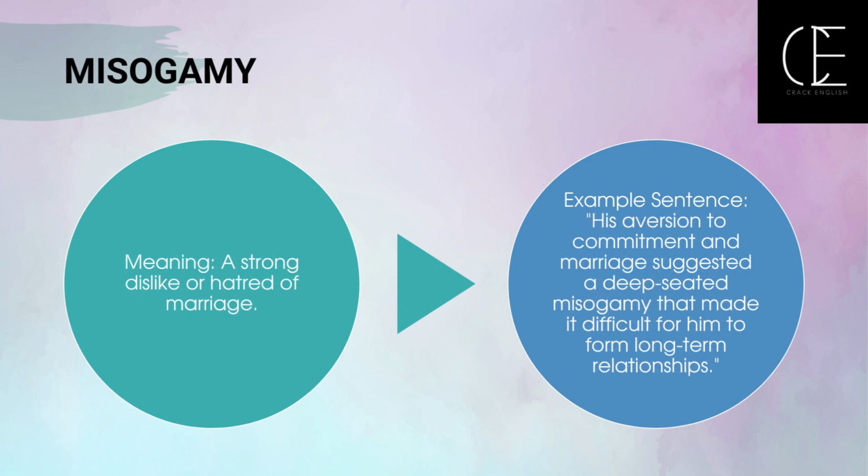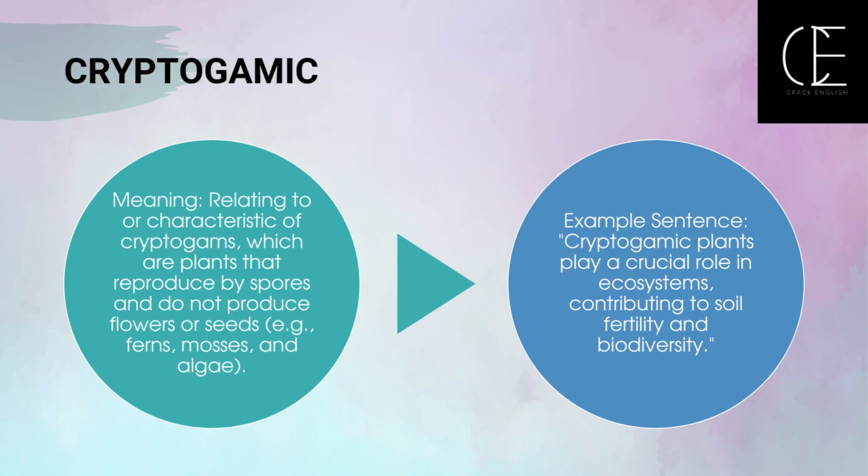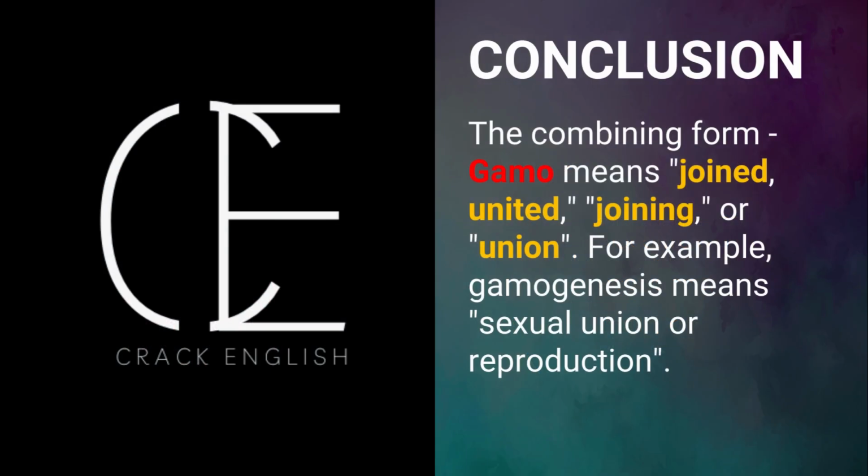Misogamy, meaning a strong dislike or hatred of marriage. Example sentence: His aversion to commitment in marriage suggested a deep-seated misogamy that made it difficult for him to form long-term relationships. Cryptogamic, meaning relating to or characteristic of cryptogams, which are plants that reproduce by spores and do not produce flowers or seed. Conclusion: The combining form gamo means joined, united.